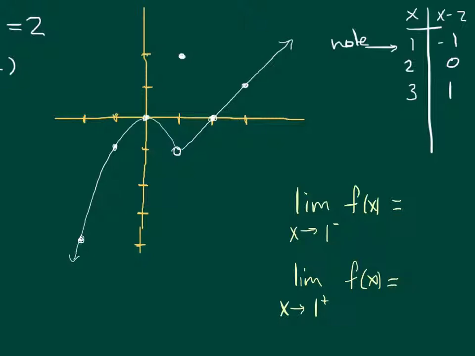Okay. The first thing I'm going to do is just do this on the graph, and then we'll also look at this with formulas. Okay. If x is going to 1 from the negative side, what does that mean?